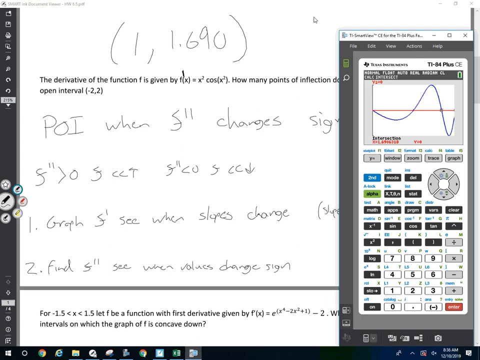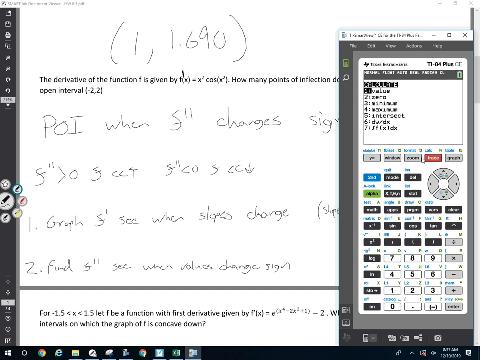Okay, let's do both. We're going from negative 2 to 2. I'm graphing f prime. I got x squared cos x squared. Adjust my window from negative 2 to 2. Okay. Now, f prime is this. F prime is increasing here. F prime slopes are positive here, and then f prime slopes are negative, and then they're positive, and then they're negative. There are 1, 2, 3 locations of points of inflection for f because there's 3 locations where f prime's slopes change.